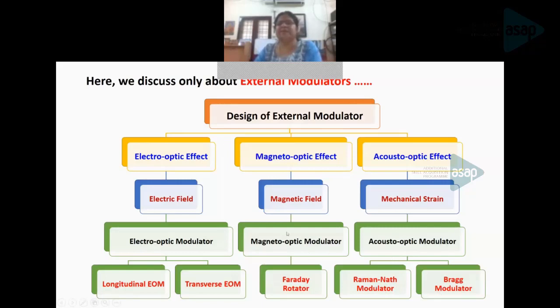In the case of magneto-optic modulators, the Faraday rotator is an example. With an applied magnetic field, the rotation axis will be different for such a modulator. And we are discussing here only the electro-optic modulator. Based on the configuration and modes of operation, they are classified into two: the longitudinal electro-optic modulator and the transverse electro-optic modulator. So we are discussing more about this part.